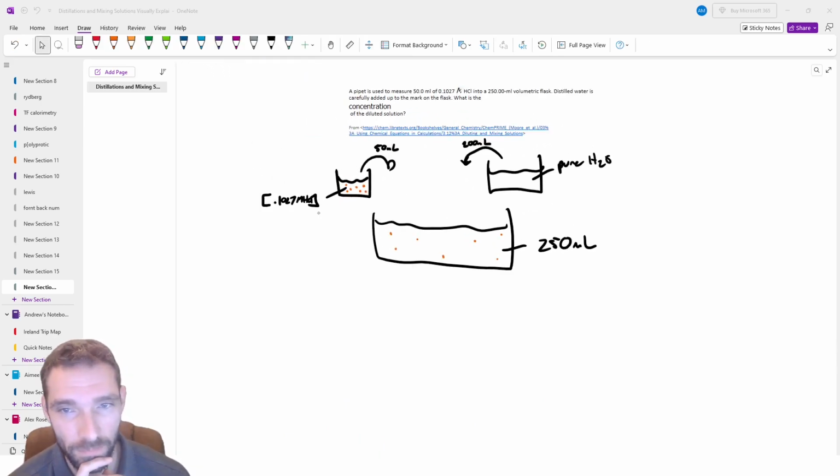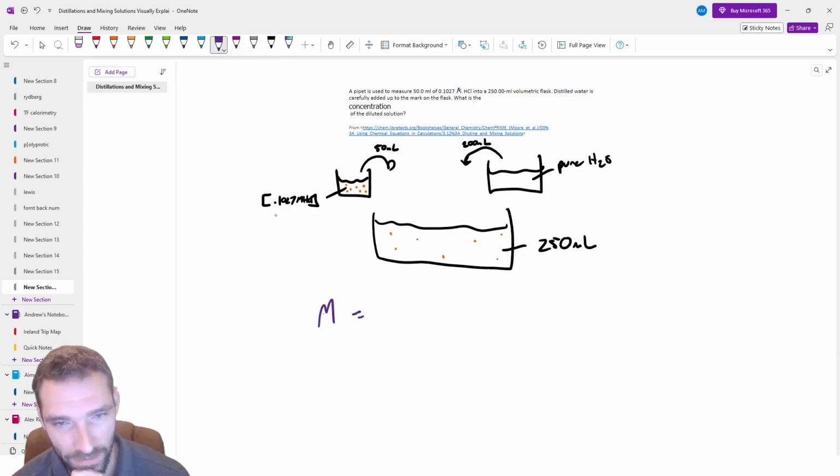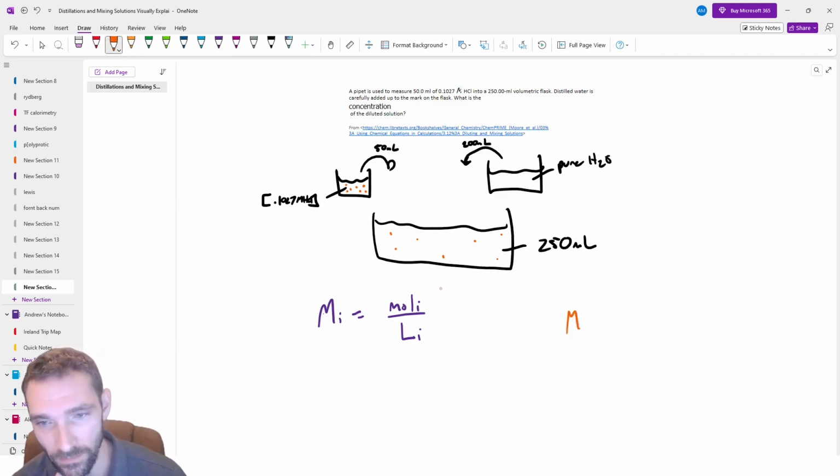So if you think about this, you have some sort of problem where you originally have a molarity that's being provided, which is related to its moles over its liters. This is the initial molarity, the initial liters and the initial moles. We're going to relate that to a final situation where we have the final molarity, which is related to the final amount of moles and the final amount of liters.